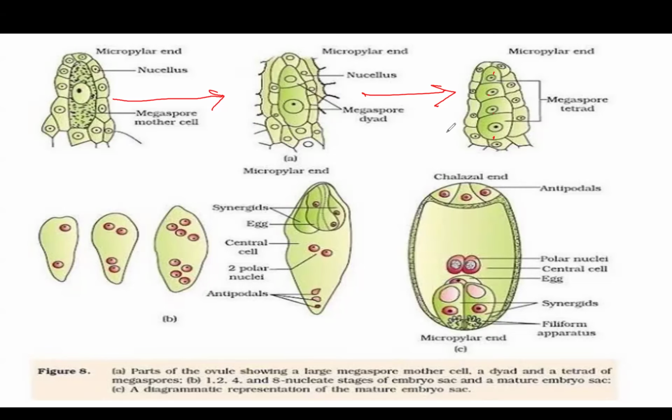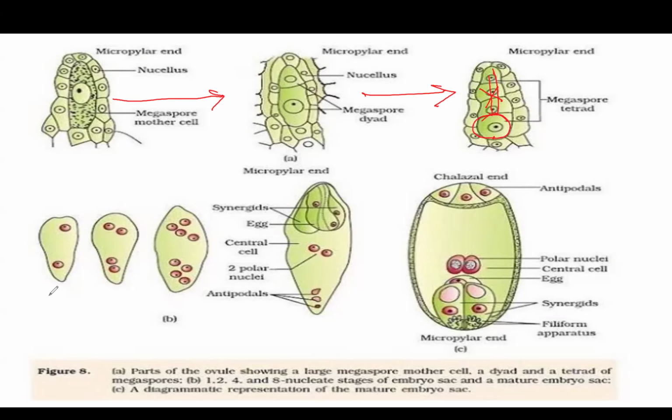And around this is the nucellus, because I told you the nucellus is the food reserve which is required for meiosis to occur and to get the megaspore tetrad. So once the megaspore tetrad is formed, the three from the micropylar end will get degenerated, and I will finally have one functional megaspore cell.